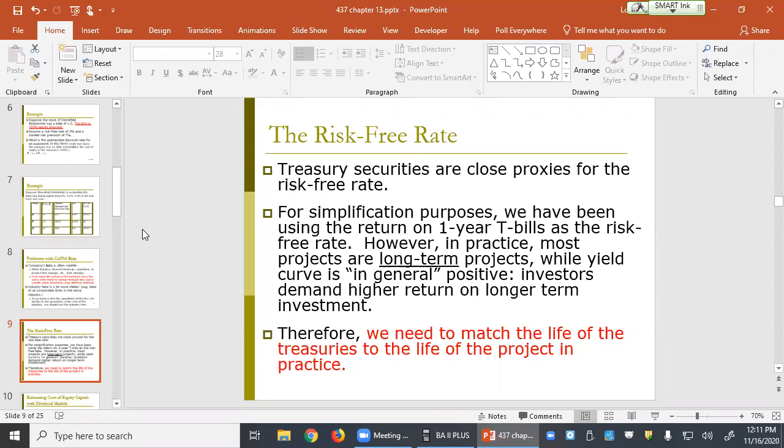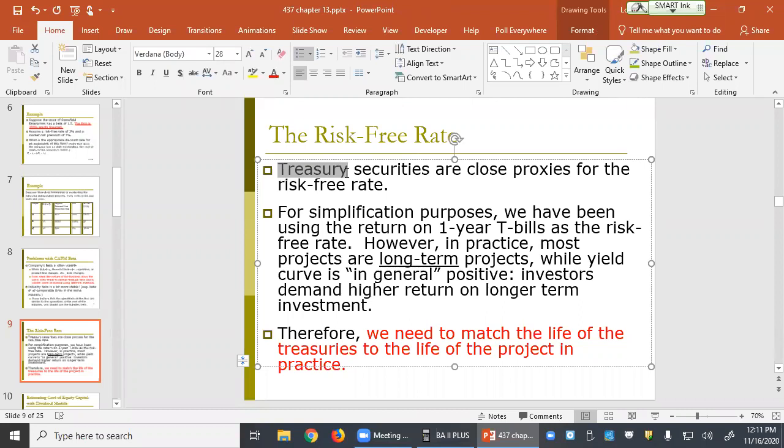So let's read this together. Treasury securities are close proxies for the risk-free rate. And we know that when you see the word treasury, it implies that it is debt issued by our federal government, whether it is short-term debt or long-term debt, depending on whether we have T-bills, T-notes, or T-bonds. T-bills, or treasury bills, are short-term debt because they have original maturity of 1 year or less. So if our federal government needs to borrow money for 1 year or less, it will issue treasury bills.